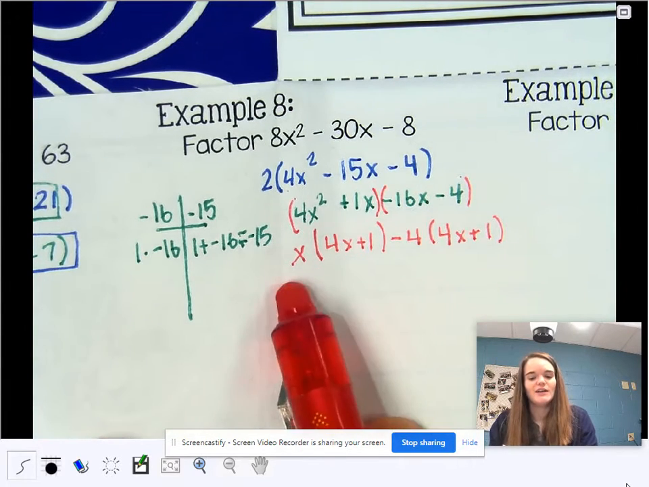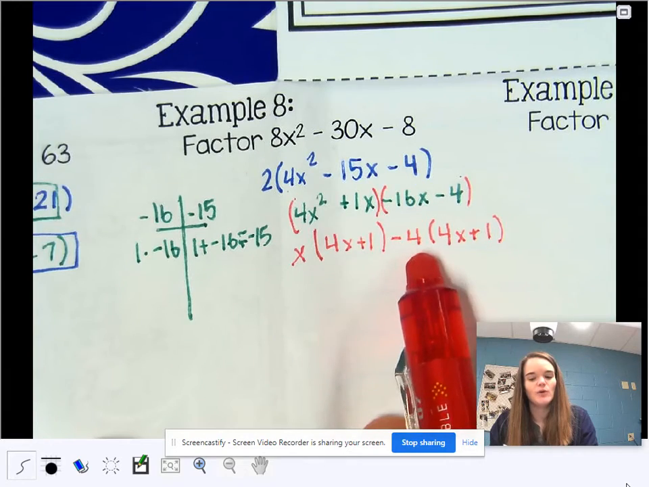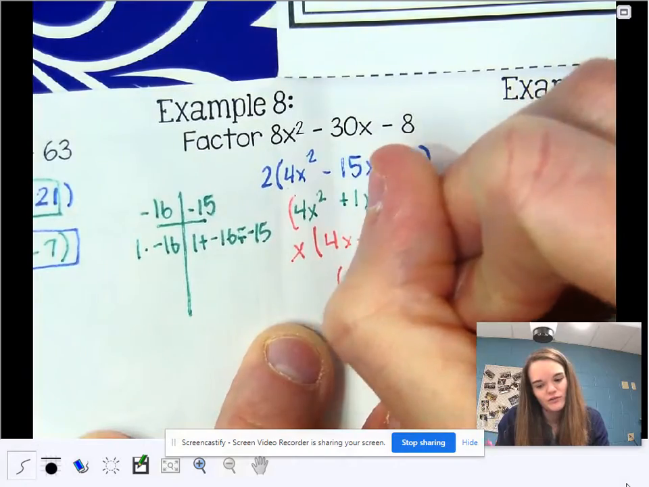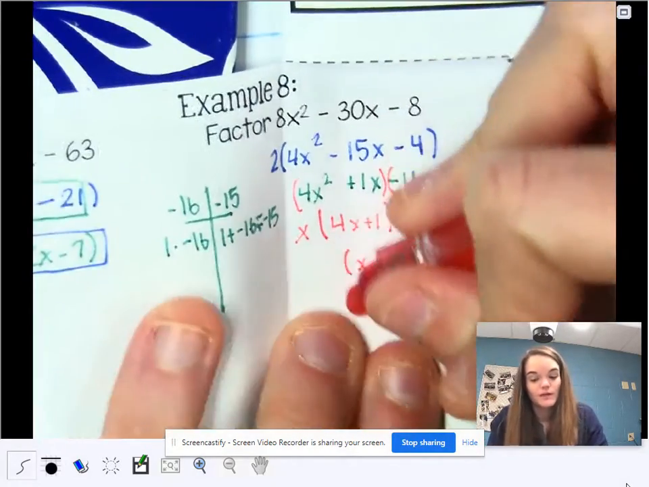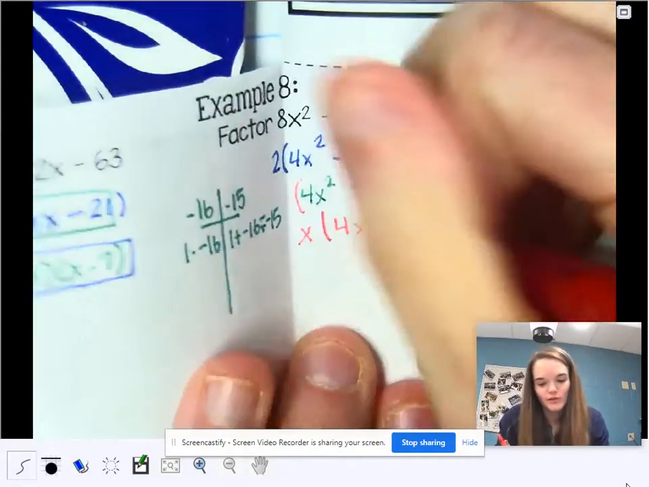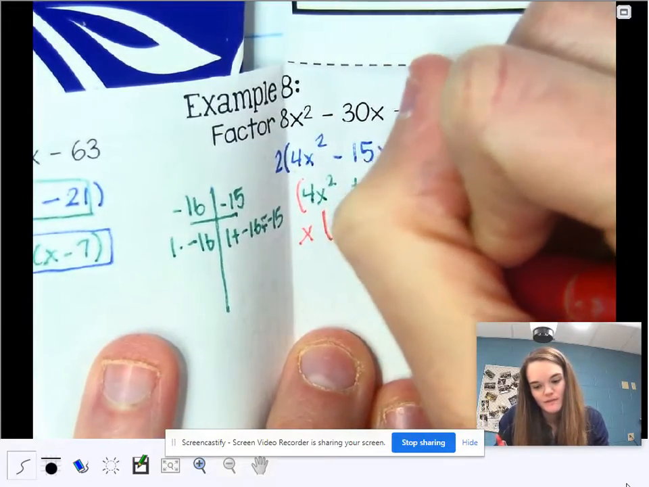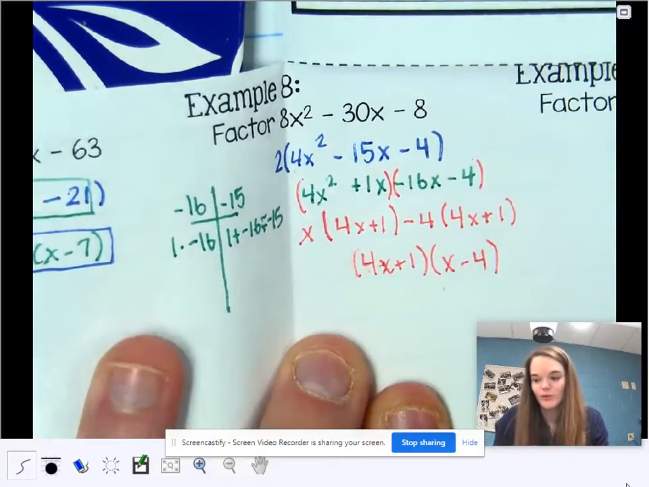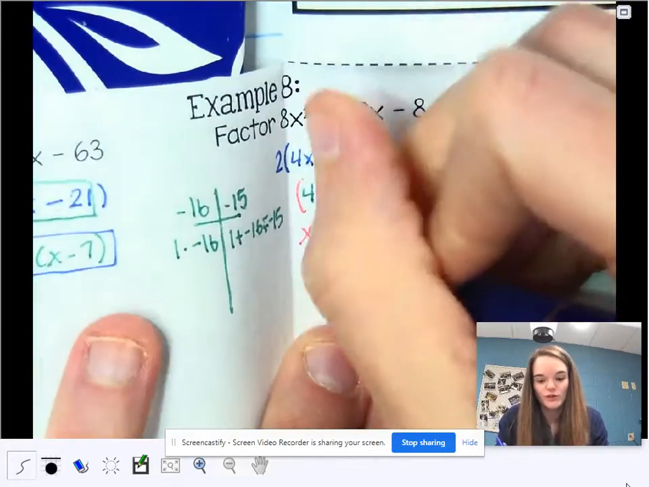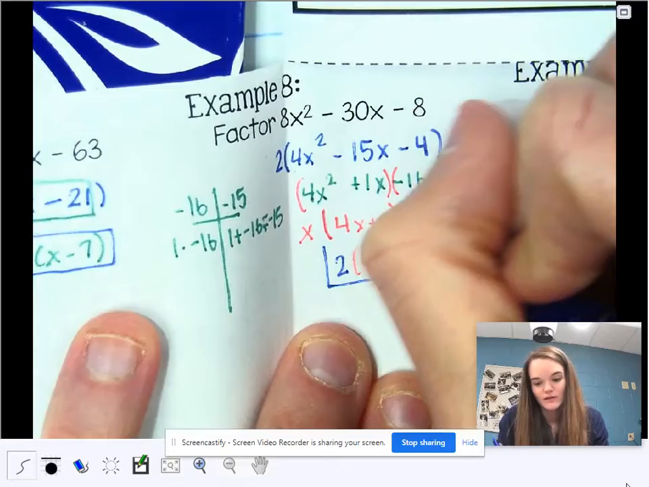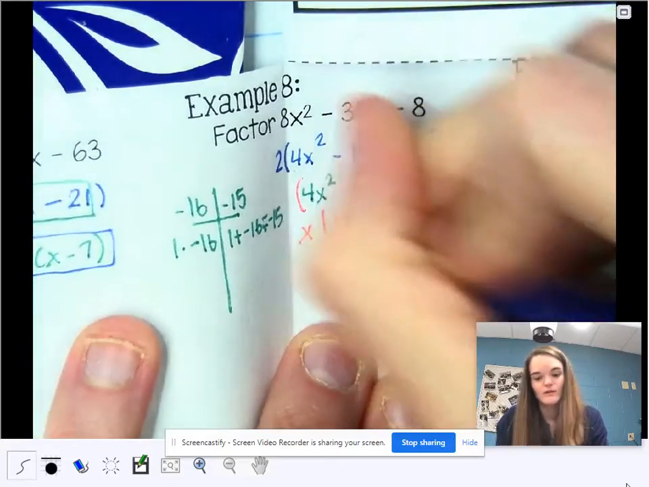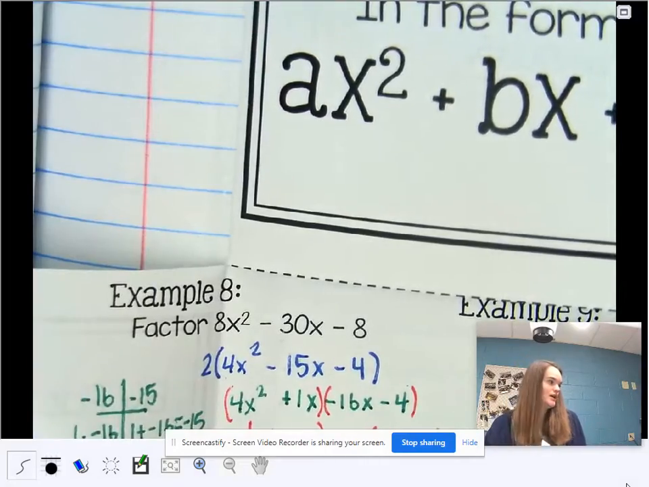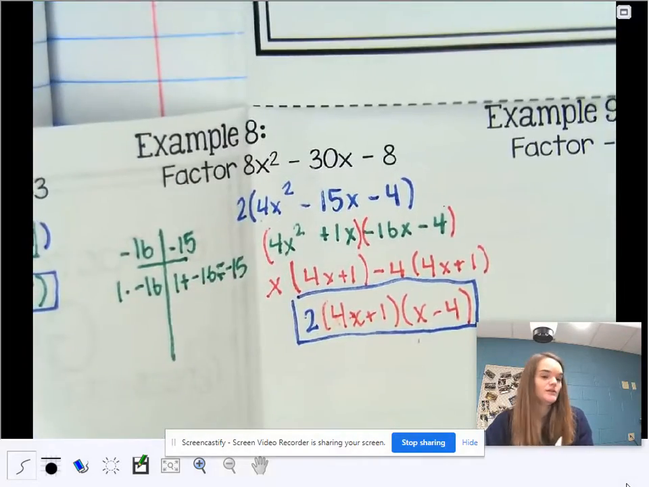All right, so I took out a negative 4, so I had 4x plus 1 left inside. So I'm going to write 4x plus 1 and whatever was left over, which is x minus 4. And I'm going to bring down that 2. Don't forget the 2 that goes in front. So there's my answer. All right, I want you to pause the video and try number 9 on your own.